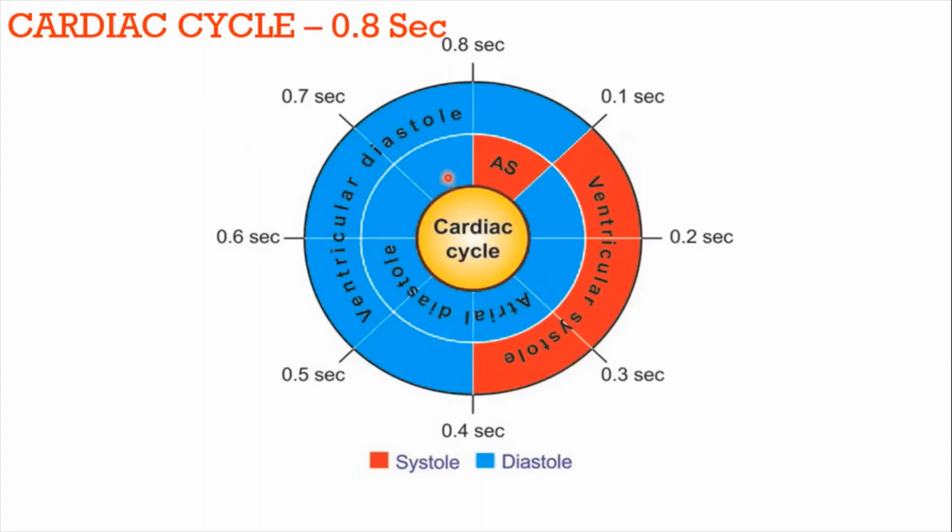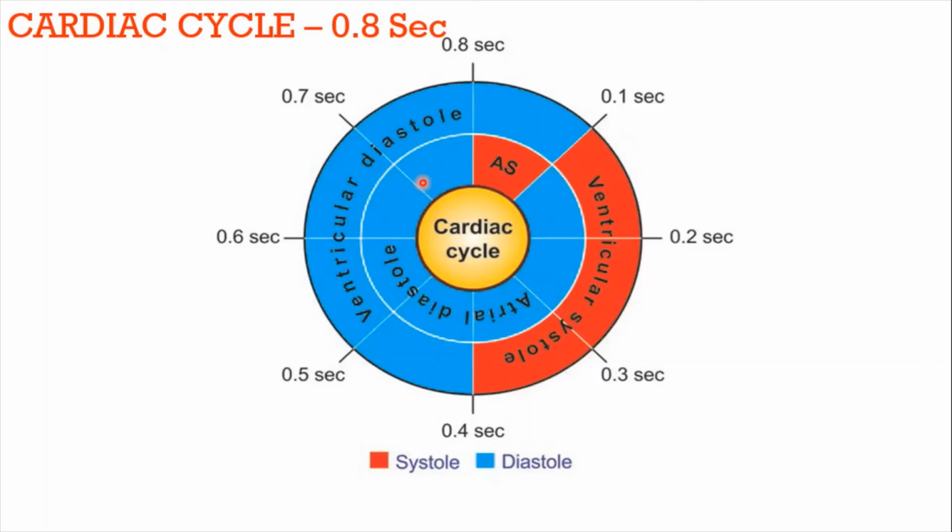Coming to atria. Atria are shown in the inner circle. This inner circle is representing the atria. Atrial systole takes place for 0.1 second. This red colored inner region is representing the atrial systole. Atria are in diastole stage for 0.7 seconds. So atria remain in a relaxed state for a longer period, for 0.7 seconds.